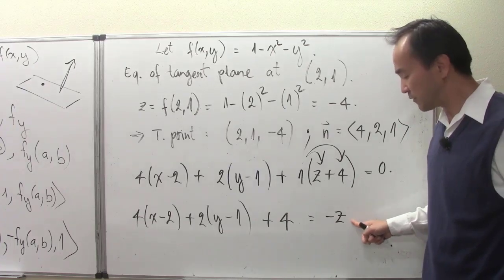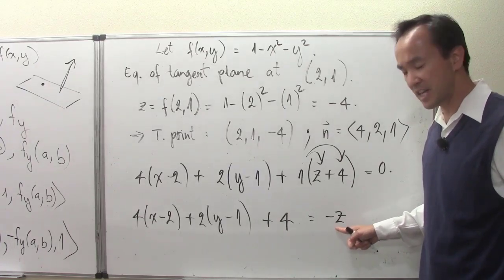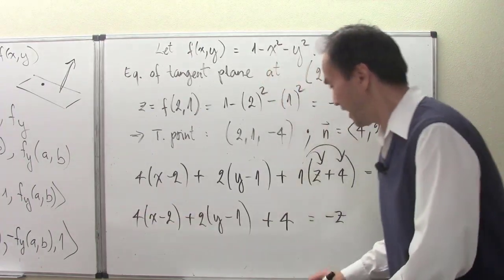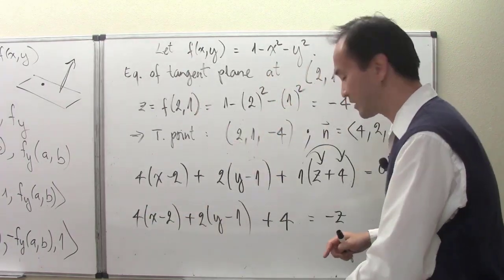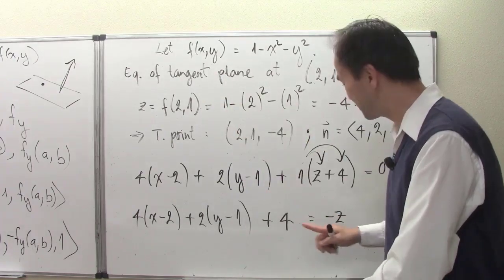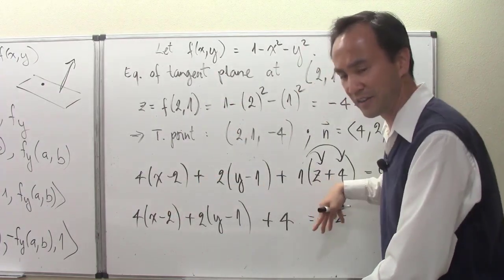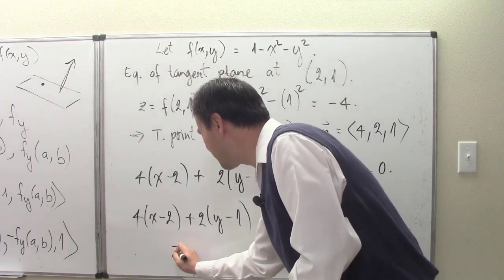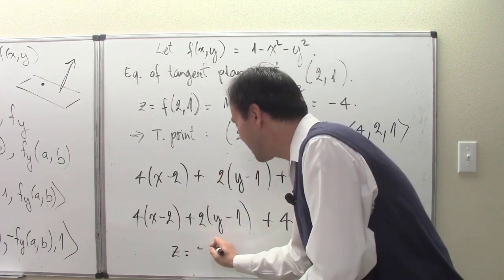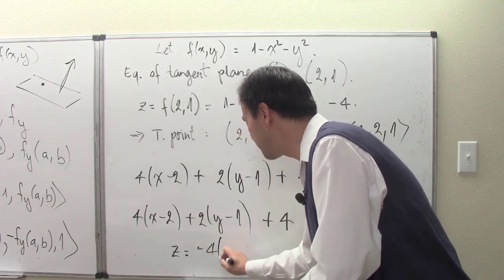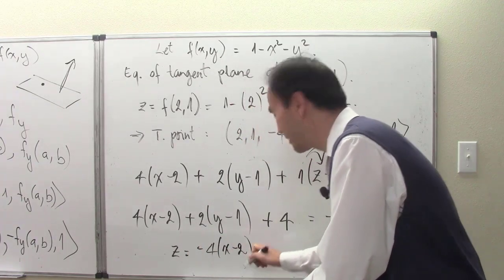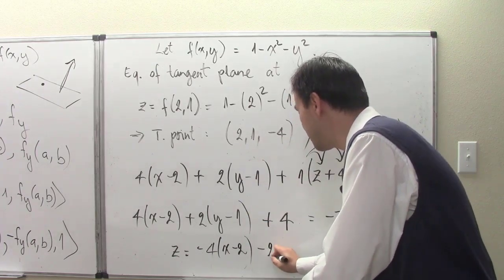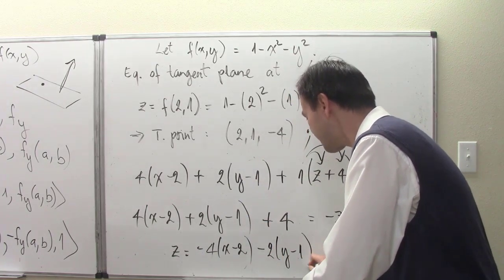I brought the z over, but now this is currently minus z. So one more step: I'm going to divide both sides by a negative sign and switch the equation around a little bit, meaning z on the left and everything else on the right, because I'm more comfortable that way. So now it's going to become z equals minus 4 times x minus 2. It's just the algebra right after that important step. Minus 2 times y minus 1. Minus 4.